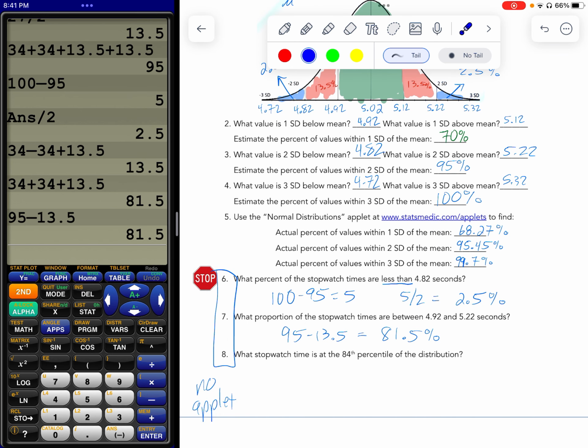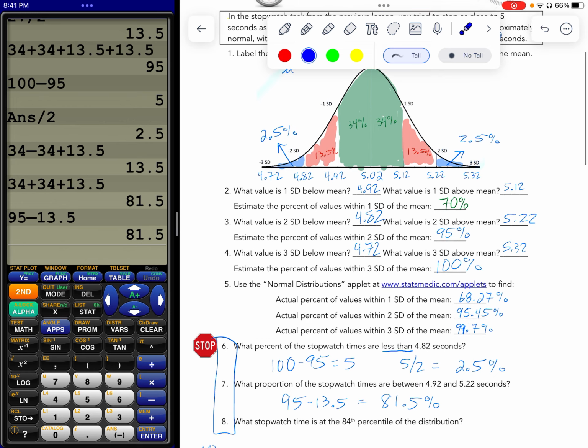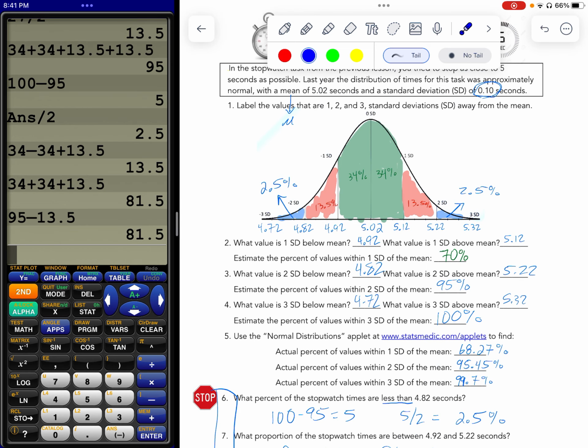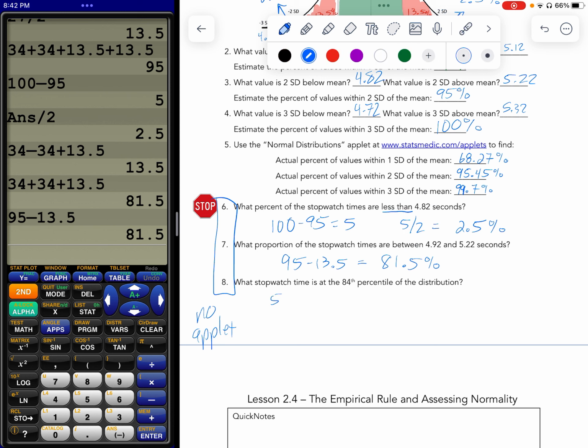What is the stopwatch time that is at the 84th percentile? Now, this 84 did not just get invented out of nowhere, okay? It is, if you think about it, let's look at this. What is this? The left half, well, that's 50%, right? 50% of the data is below 5.02 because it's the center. But what's 50 plus 34? Well, that's 84, right? 50 plus 34 is 84.